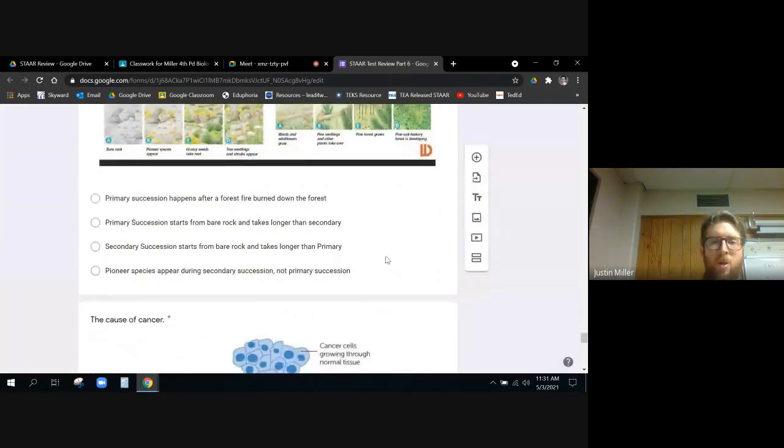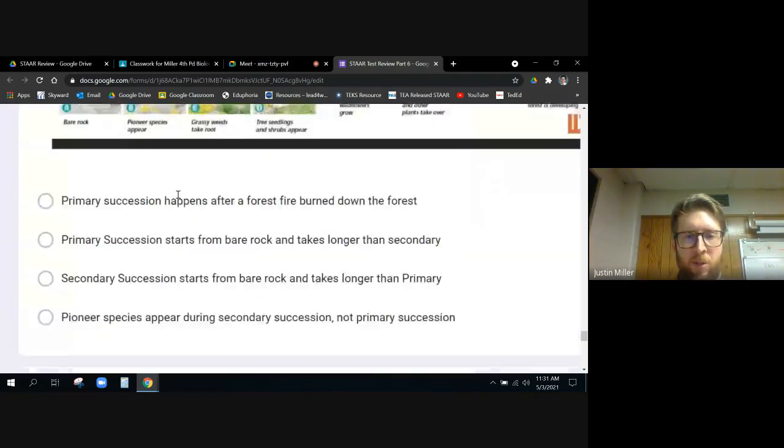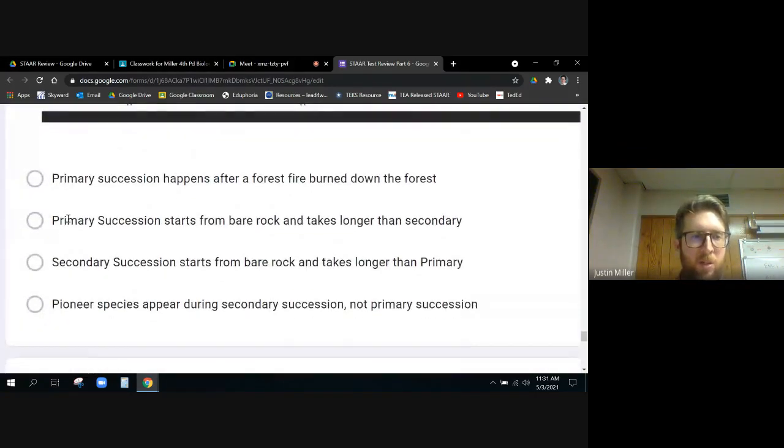All right, so what's the answer? Is it primary succession happens after a forest fire burned down the forest? Nope, because that means something was there before. The forest was there before, and a new forest grew in its place. That's not primary. Primary starts from bare rock and takes longer than secondary? Yes.